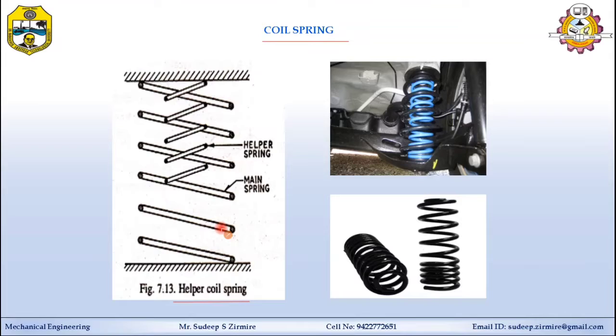But apart from this, the spring cannot take the torque reaction and side thrust, for which an alternative arrangement is required for the vehicle if it is equipped with this coil spring. And this helper spring is also sometimes used to provide progressive stiffness against increasing load.